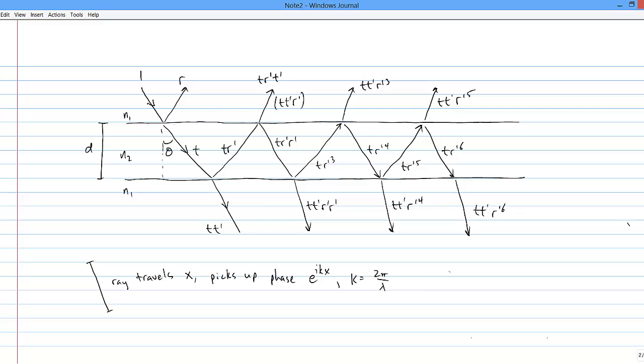After traveling some distance delta x, a ray will have picked up some phase e to the ik delta x, where k is 2 pi over lambda, lambda being the wavelength of the light in that material. So that means all those little rays should have various and sundry exponentials attached to them. Let's get started by looking at a special case. Let's suppose the gap width d is such that for our combination of theta and lambda, the round-trip phase accumulated, going from top to bottom, bottom to top, is exactly 2 pi.